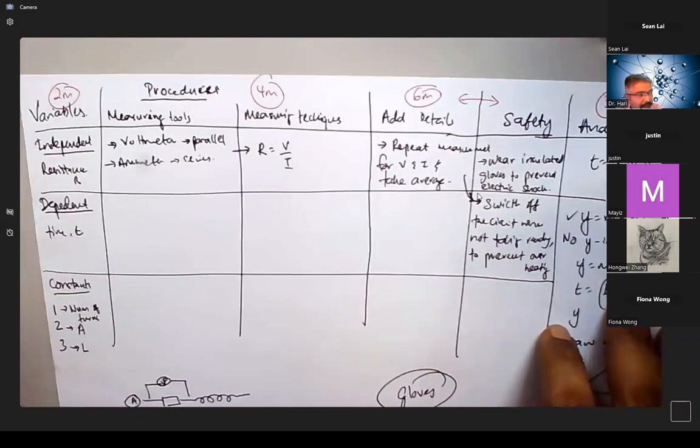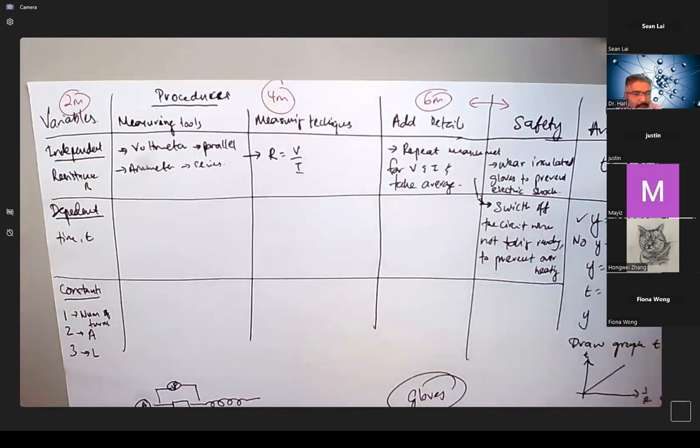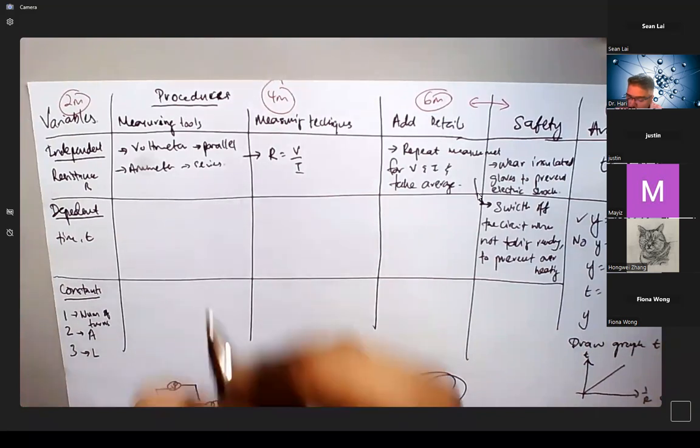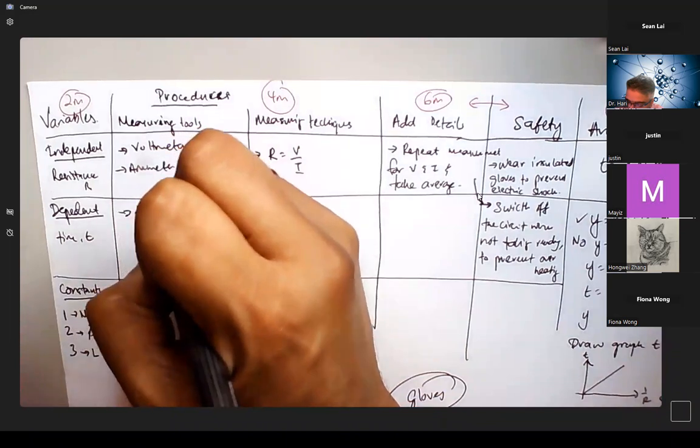Now, dependent is the time. How do we measure time? In this experiment, the time is going to be very short. Okay, time is short.